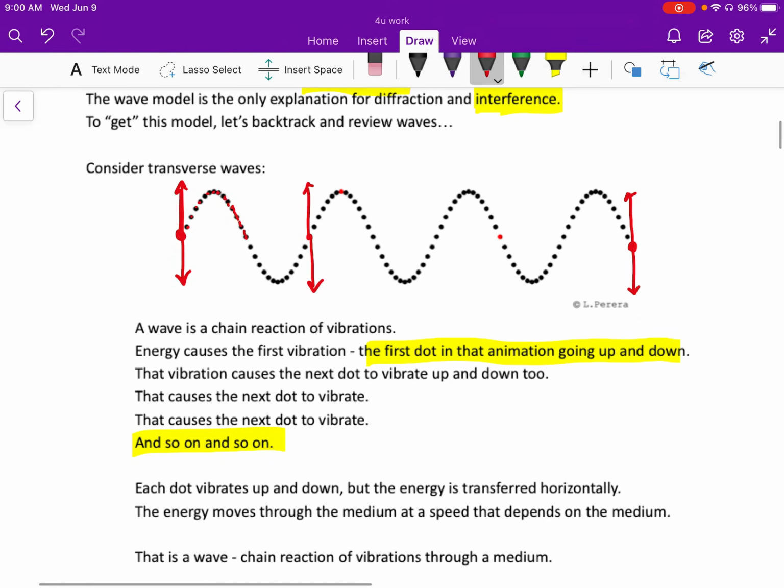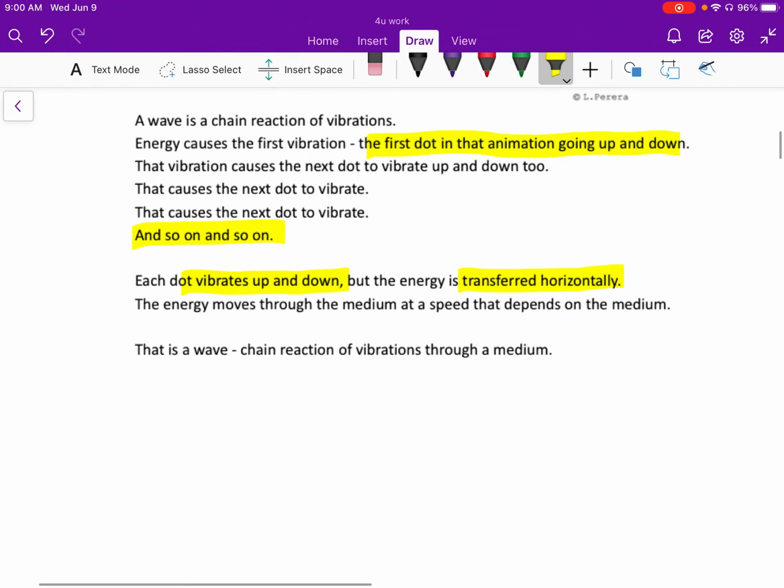In this particular one, the dots were vibrating up and down, but the energy was moving sideways or horizontally. We call that a transverse wave. In waves and sound in grade 11, we talked about sound as a longitudinal wave. We don't need to worry about that for wave optics, but that would be a different kind of wave.